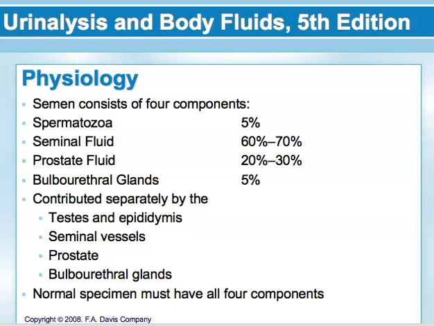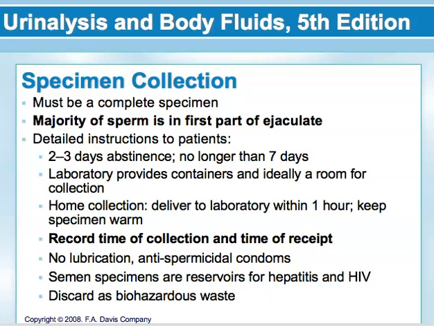Semen consists of spermatozoa, seminal fluid, prostate fluid, and fluid from the bulbourethral glands. A complete collection is essential because all the fractions in the seminal fluid need to be present for accurate analysis. So the patient is going to be given detailed instructions on how to collect that specimen.